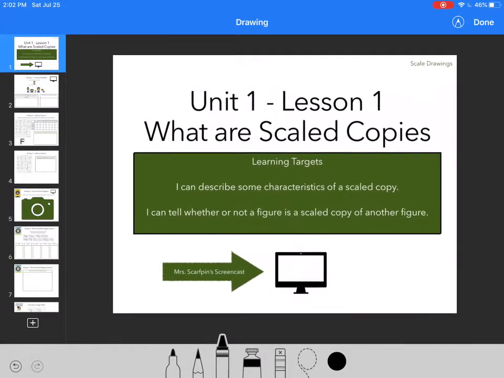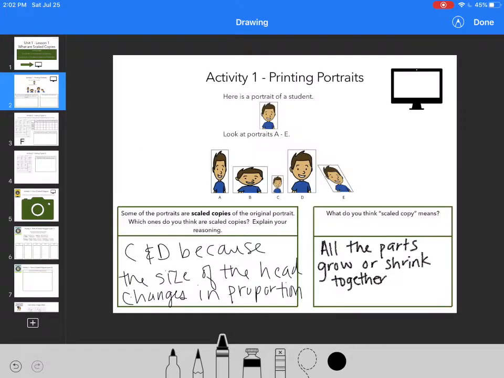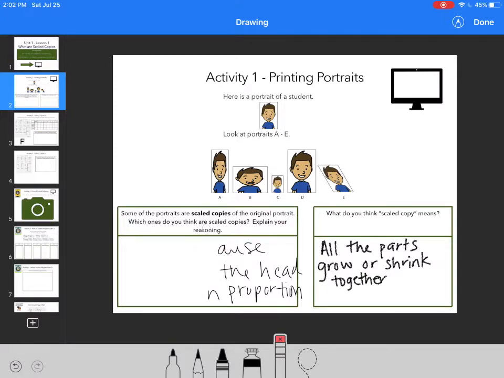Today we're going to talk about Unit 1, Lesson 1, what are scaled copies. So our learning targets, or what I'm expecting you to know by the end, is that you can describe some characteristics of a scaled copy and that you can tell whether or not a figure is a scaled copy of another figure. So our first activity is printed portraits.